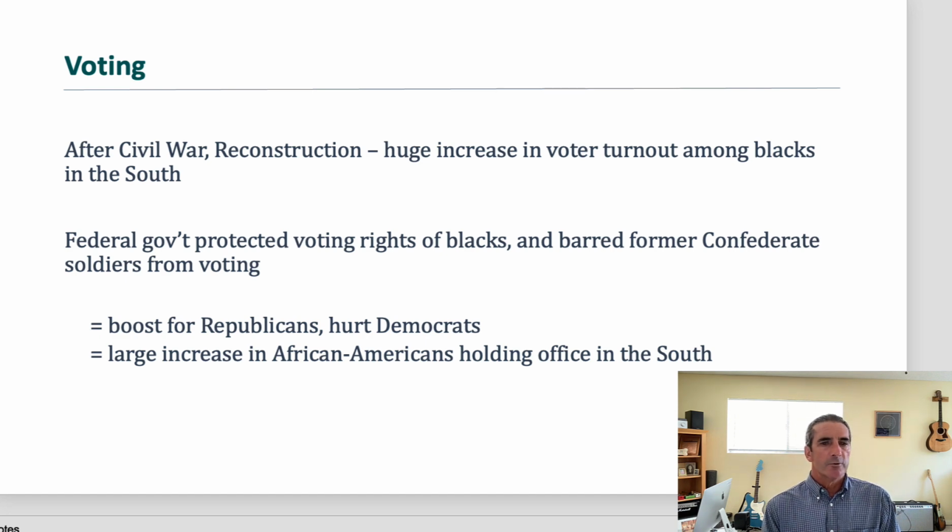This was a huge boost for Republicans. The Republican Party at that time was the party of Abraham Lincoln, and the Democratic Party was the party of the Civil War South. And so this helped Republicans, it hurt Democrats. This led to a big increase in the number of African Americans holding office in the South. Okay, so that's 1865 to about 1876.